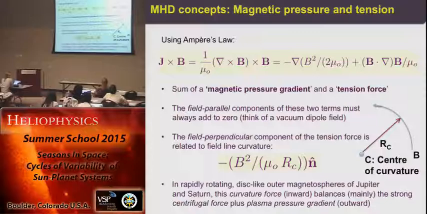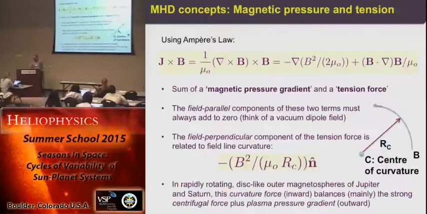The classical place in a magnetosphere where this might happen is near the X line of a reconnection process, where you get these very long stretched out flux tubes with small RC, hence large curvature force. Curvature force is also very important in the rapidly rotating outer magnetospheres of Jupiter and Saturn, which have disc-like structures, and in particular, centrifugal force in those plasma disks is very strong, and it turns out that the curvature force inward associated with the stretched magnetic field balances the strong centrifugal force plus plasma pressure gradient outward. And we'll come back to the giant planet situation a little later.